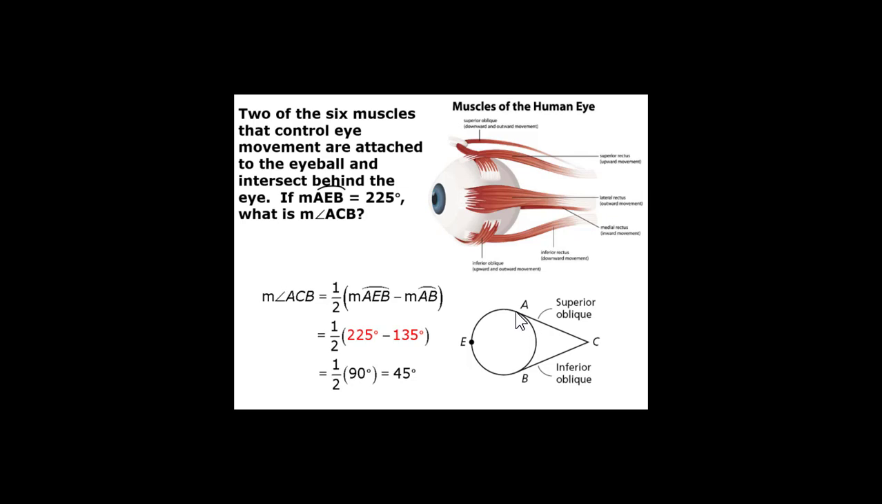If this arc that goes AEB is 225 degrees, the remaining arc is the remaining portion of 360. 360 minus 225 is 135. That's where 135 came from, by giving you a complete circle of 360 degrees.